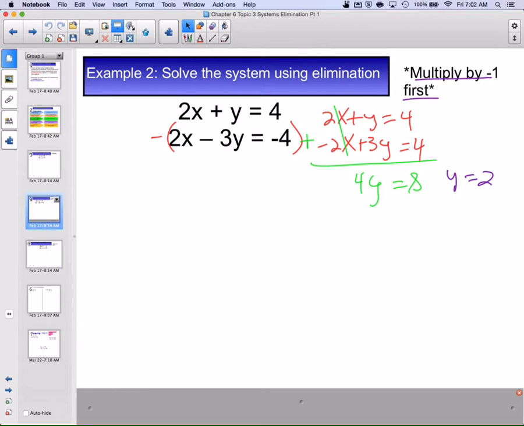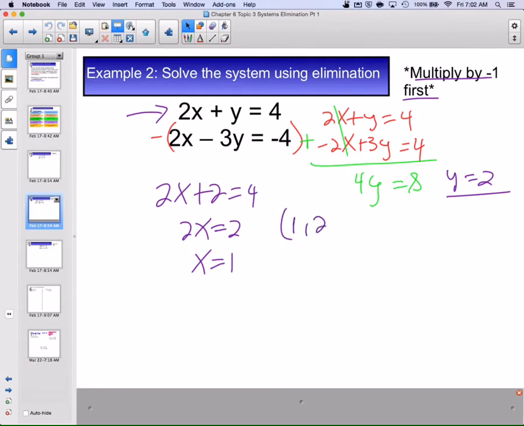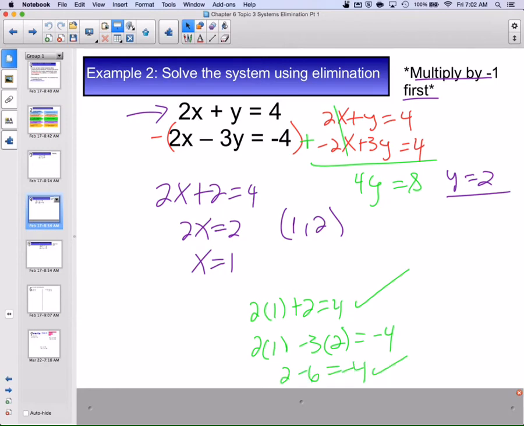And then the process repeats itself. We're going to plug y in this time. I'm going to plug it into this equation on the top. 2x plus 2 equals 4. Subtract the 2. Divide by 2. And we get (1, 2) for our solution. We can verify it, as you always should. 2 times 1 plus 2 equals 4, plugging it into the top one. Check. And now when you test the bottom, you can plug it back into the original. So that's going to be 2 times 1 minus 3 times 2 equals -4. That's 2 minus 6. Yes, that also works. So in this sense, we have solved this system.